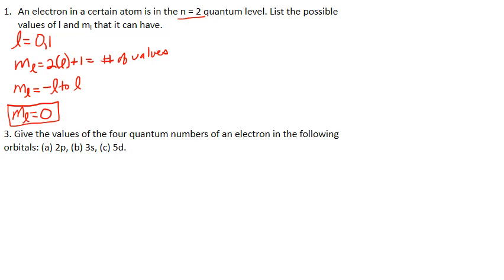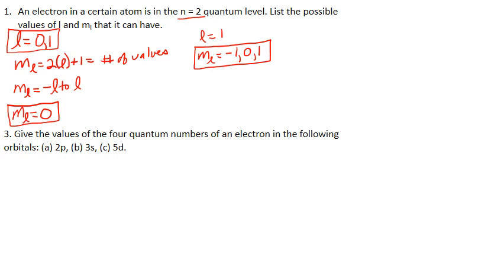Now, when L is equal to 1, my m sub L values are going to range from minus L, which is minus 1, all the way to plus L, which is positive 1, so minus 1, 0, and 1. I have 3 different values. Each one corresponds to a different p orbital. So the final answer to my question would be the possible values of L right here are 0 and 1, and the possible values of m sub L range from minus 1 all the way to 1.